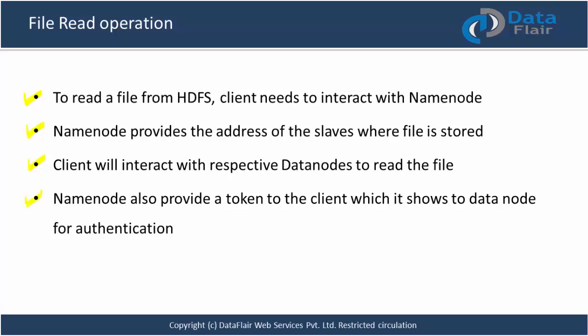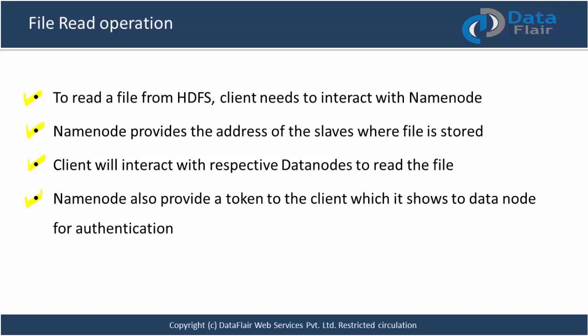Now guys, you will ask me that anybody can go to a data node and read the data. No, the name node also provides a token to the client, which it shows to the data node for authentication. It's like an ID card. Whenever you enter your office premises, you need to show your ID card. Similar to that, a token ID card will be provided by the name node that the client will show to the data nodes, and then the data node will provide the access.